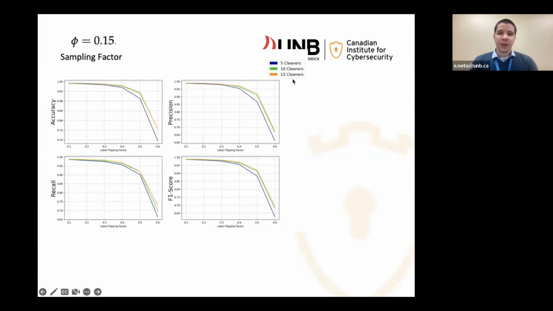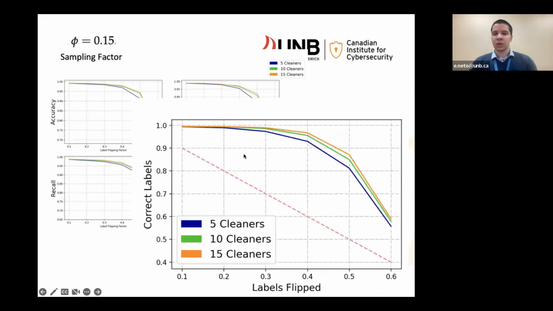So we see that increasing the number of cleaners would overall give us a better result, even though it's very, very close. That would improve the result overall. And in terms of the labels that were recovered, we would have more instances with correct labels, or correctly classified, let's say, when you increase the number of cleaners.